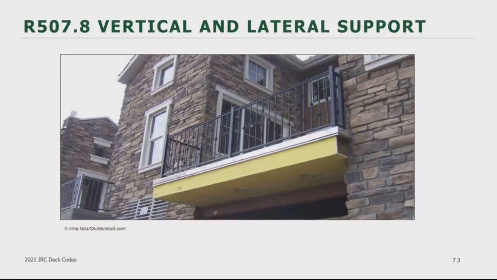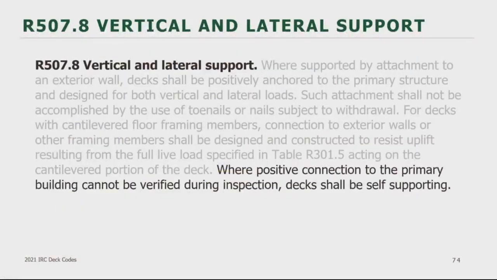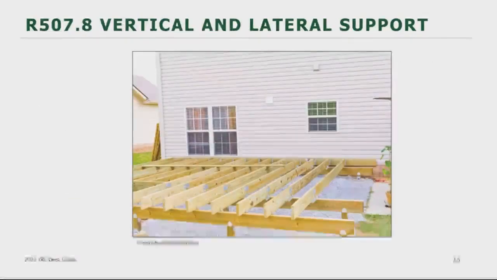Jumping back to R507.8, when you can't have that strong connection to the house, then the deck is required to be self-supporting. This would typically result in a set of beams and posts close to the house. Here's an example of that. You can see the beams and posts near the exterior wall of the house, and the deck joists are cantilevered the rest of the way to the house.